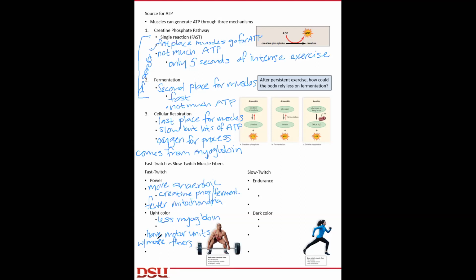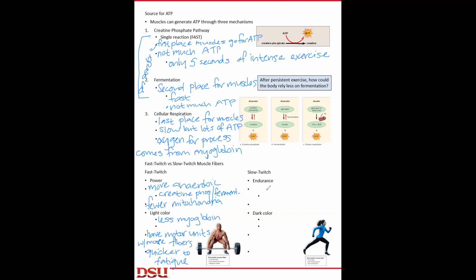And as we might expect, these muscles are quicker to fatigue. Again, we might expect this because we know that the creatine phosphate pathway and fermentation pathways that fast twitch muscles prefer provide a very fast source of power, but a very brief source of power. We don't get a lot of ATP and it doesn't last.